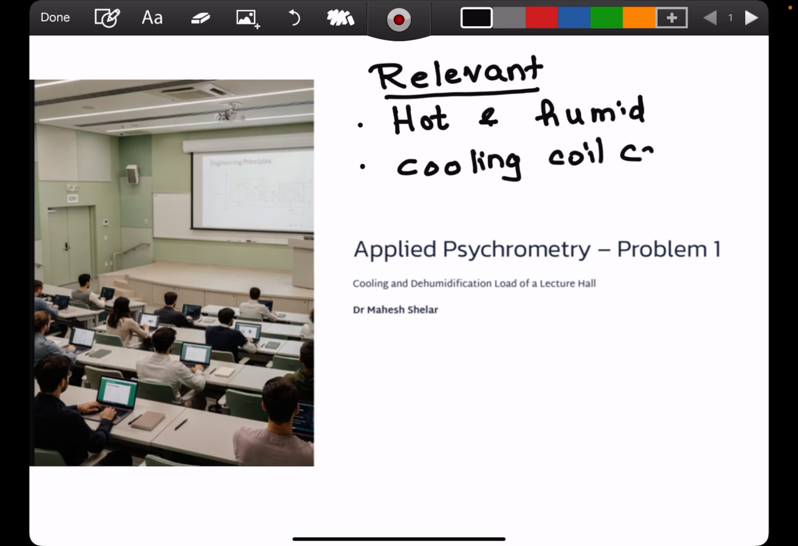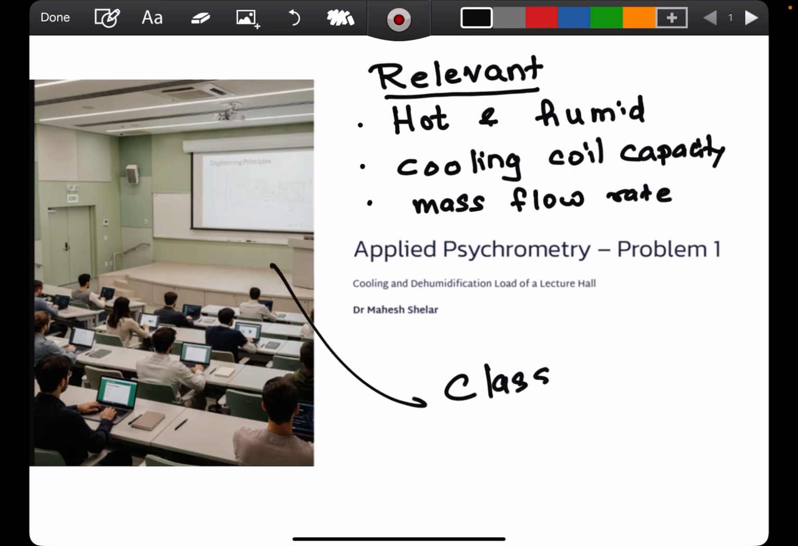Along with that cooling coil capacity, we would also estimate how much should be the mass flow rate and volume flow rate to be supplied to the space to be conditioned. So the conditioning is for a typical classroom, which is shown over here. This is the classroom, and for this classroom, load calculations have already been done, and the sensible heat and the latent heat have already been determined.